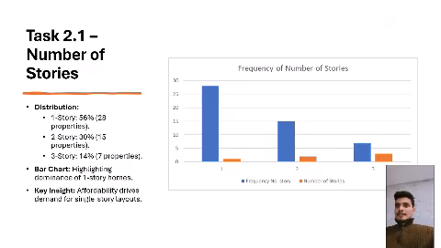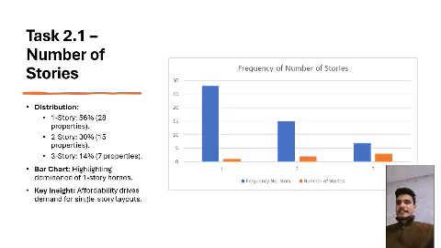Moving on to task 2, this slide focuses on the distribution of the properties by the number of stories, providing valuable insights into housing trends and preferences. The textual information highlights that one-story properties dominate, accounting for 56% of the sample, or 28 properties. The two-story properties make up 30% of the distribution, with 15 properties. Three-story properties are less common, comprising 14%, or just 7 properties.